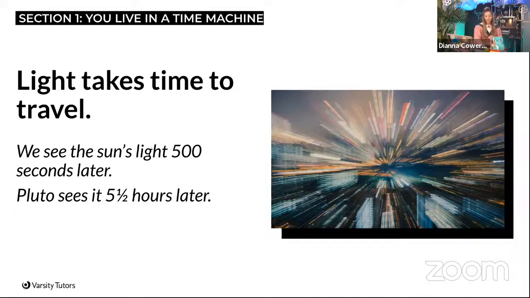And if I turned on a flashlight from here or a laser from here and I shot it at Pluto, how long do you think it would take for light to reach Pluto, which is way, way at the end of our solar system? It would take about 5.5 hours. That's a long time. That's how far away Pluto is.